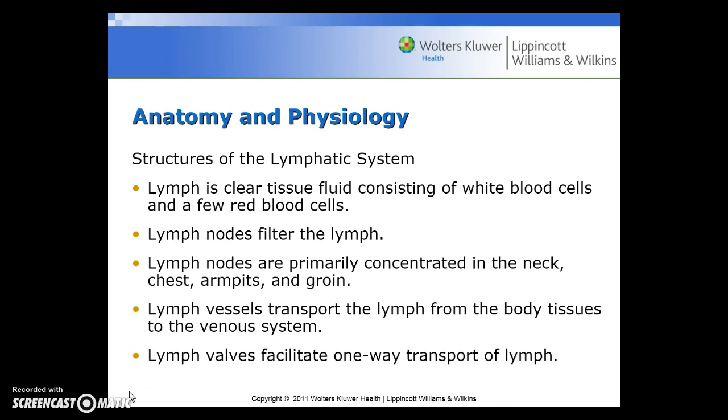Structures of the lymphatic system. Lymph is a clear tissue fluid consisting of white blood cells and a few red blood cells. Lymph nodes filter the lymph. Lymph nodes are primarily concentrated in the neck, the chest, the armpits, and the groin. Lymph vessels transport the lymph from the body tissues to the venous system, and lymph valves facilitate one-way transport of lymph.